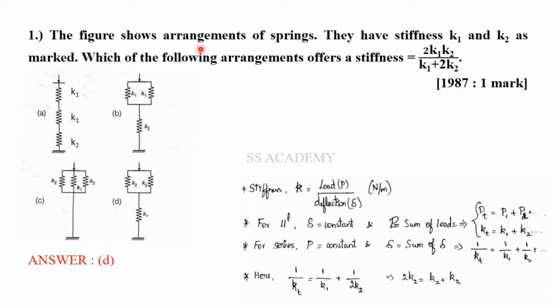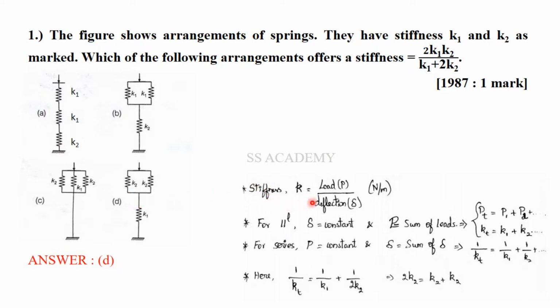The figure shows arrangements of springs. They have stiffness K1 and K2 as marked. Which of the following arrangements offers a stiffness 2K1 K2 by K1 plus 2K2? It is a 1987 GATE 1 mark question, and you can see the different arrangements are given as options.